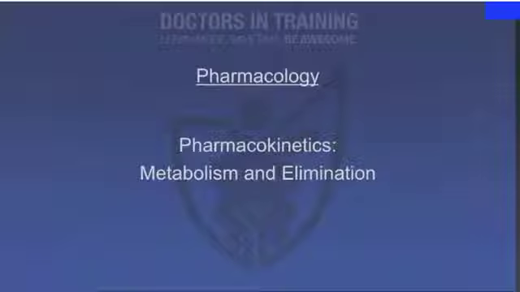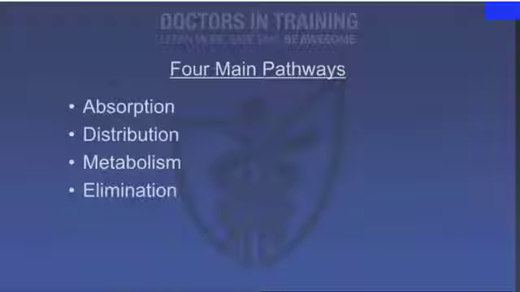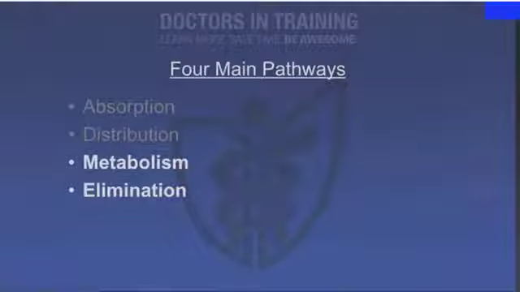Hello, I'm Dr. Michael McInnes. I'm an internist, and this lecture is Pharmacokinetics Part 2. In the Part 1 lecture, we talked about the four main pathways involved in pharmacokinetics, which are absorption, distribution, metabolism, and elimination. We covered the first couple of those, absorption and distribution. In this lecture, we're going to cover metabolism and elimination.